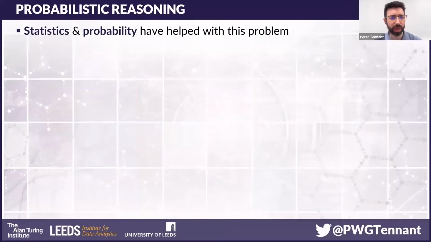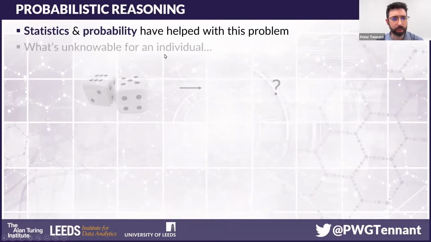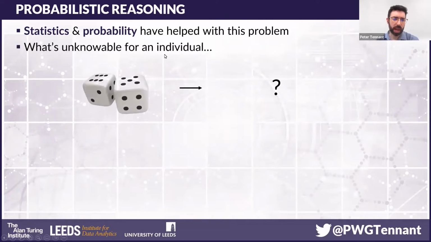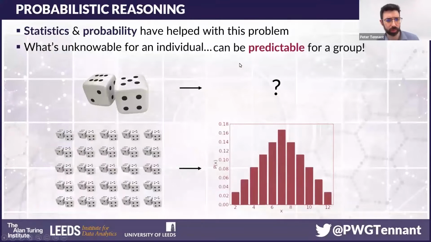Luckily, as scientists, we have developed a very helpful tool to help us, in a sense, resolve that problem. That is statistics and probability. And together, they allow us to turn something that is completely unknowable for an individual. So, for example, we cannot know what will be the total sum if we were to roll a pair of dice, into something that is predictable.